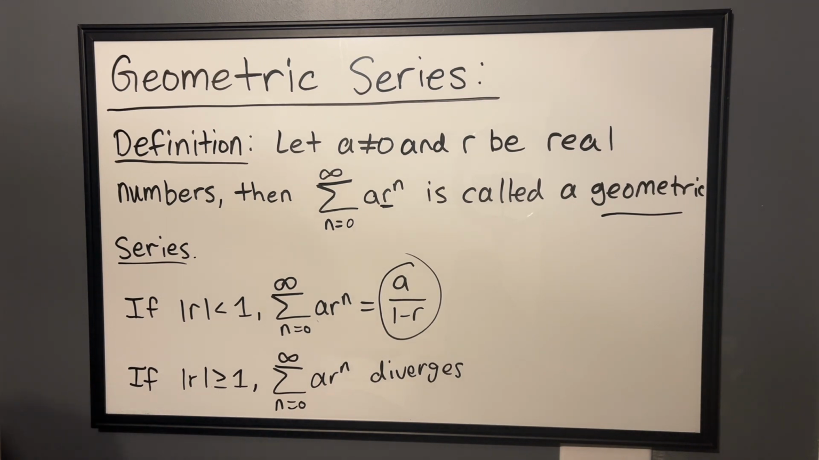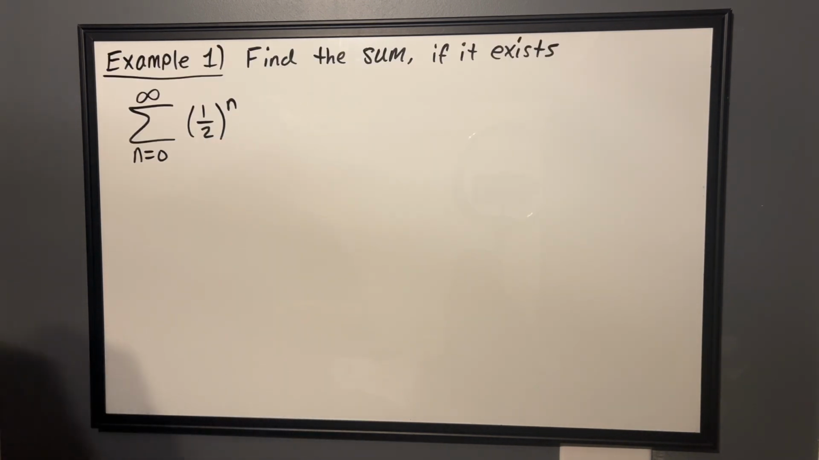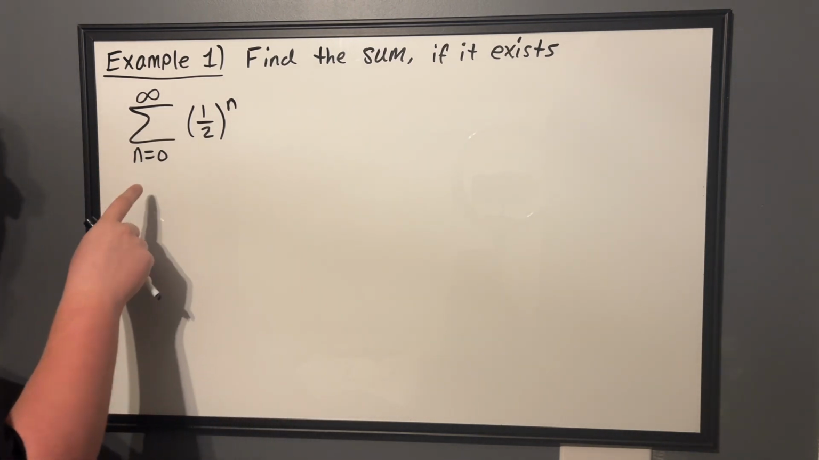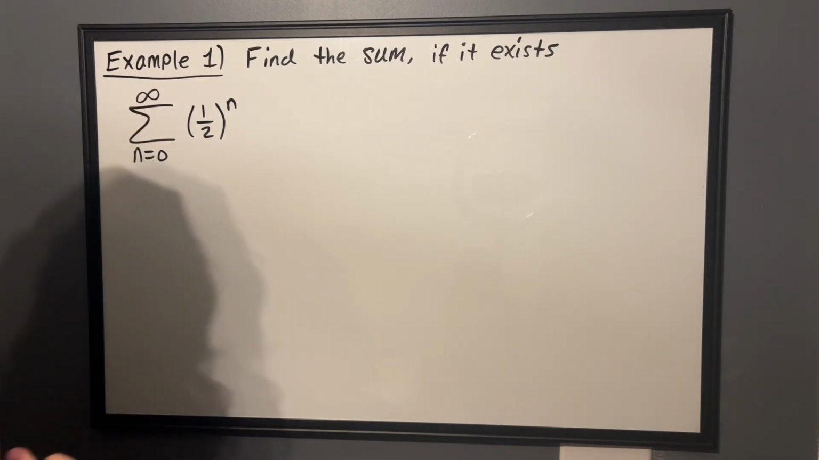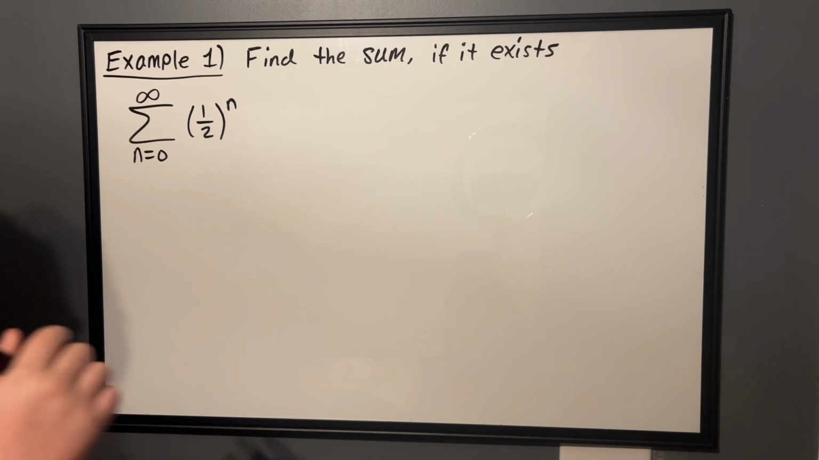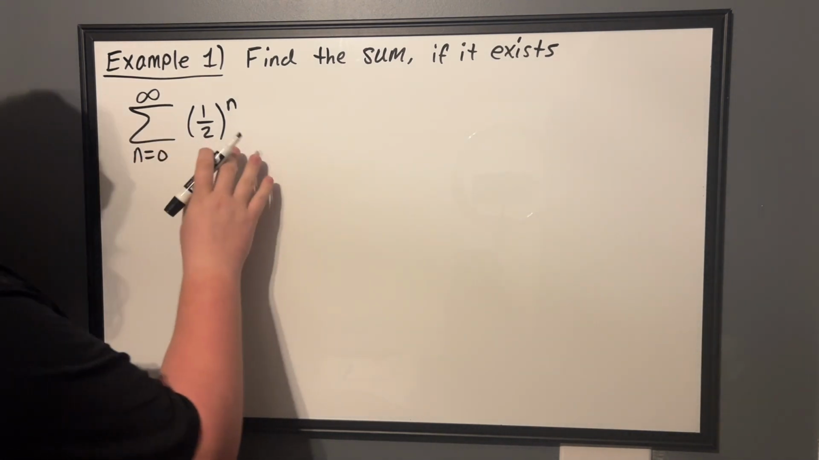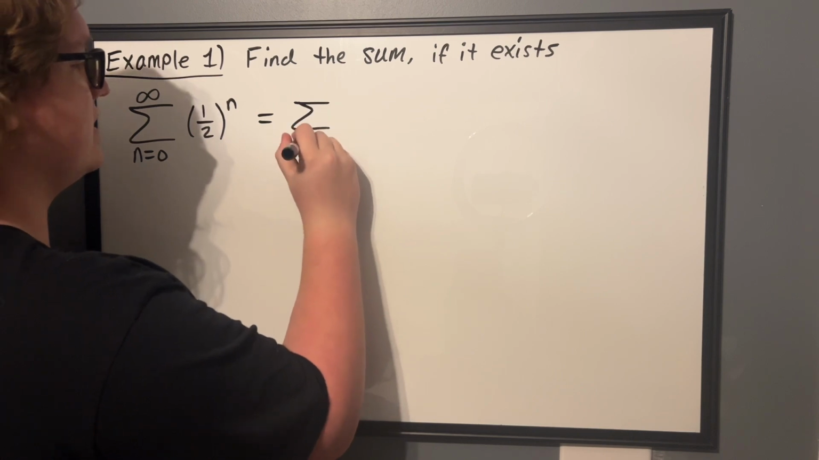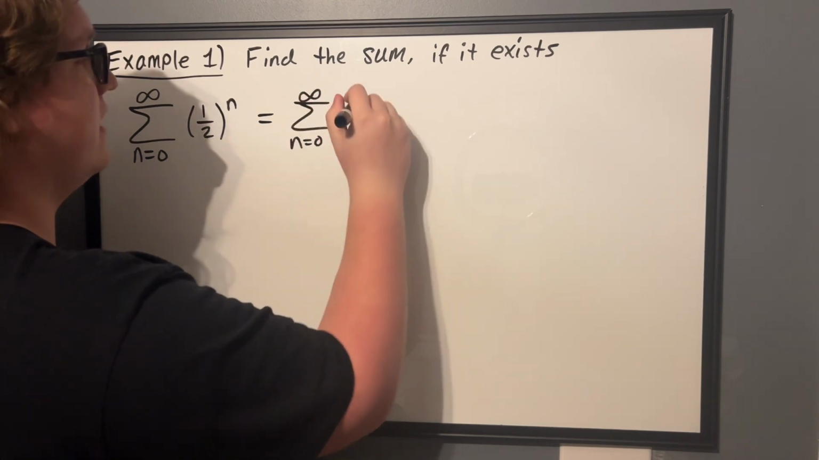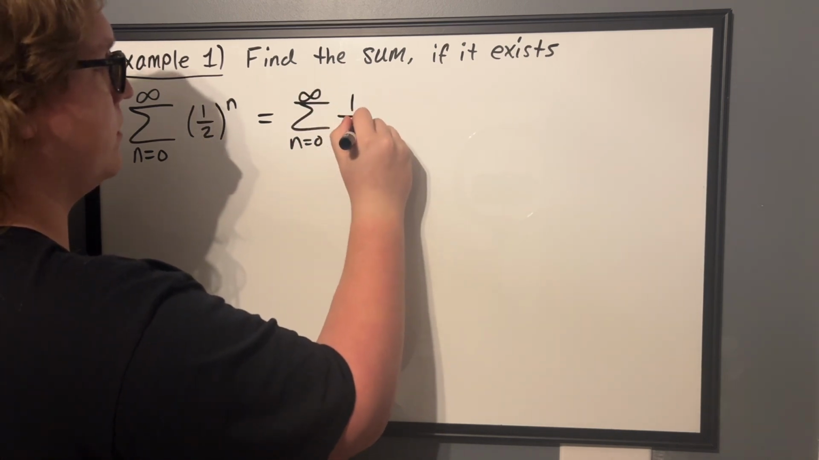So we're going to start with example 1 right now. Okay, so here we have example number 1. We want to find the sum of this series if it exists. The series is the infinite sum from n equals 0 to infinity of (1/2) to the nth power. One thing I do want to point out is that you may see this written a little bit differently, because this is the same series as the sum from n equals 0 to infinity of 1 over 2 to the n.